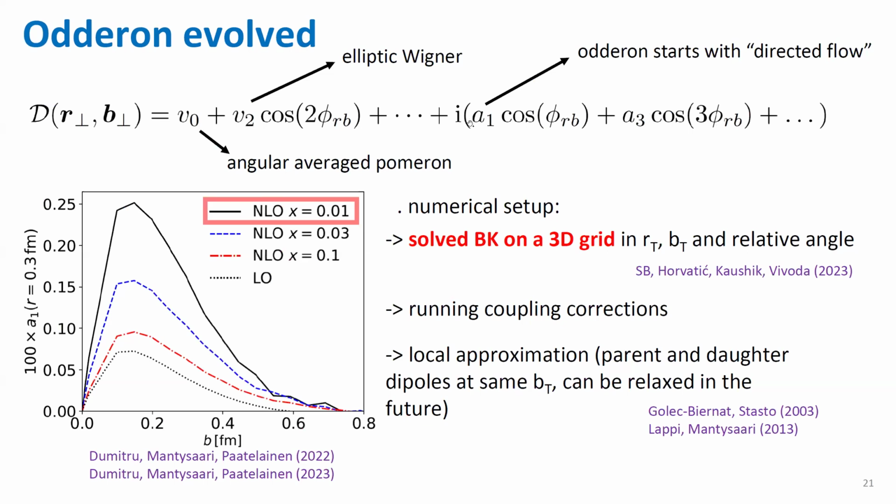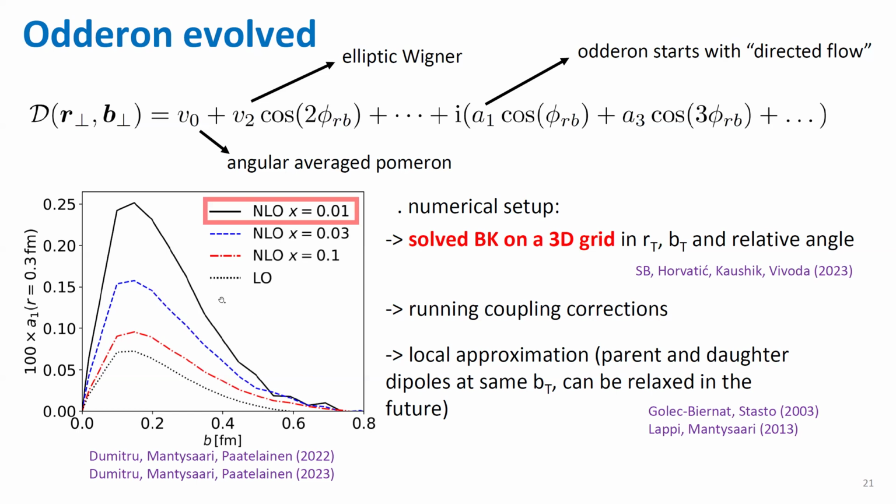So A1 is the directed flow coefficient. I called this earlier O1, now I call it A1. And here is a numerical computation of A1 based on this quark model. This is shown as a function of B, and it's coming from these works by Dumitru, Mäntysaari and Paatelainen. The important point to see is that the y-axis is multiplied by a factor of 100. So this Odderon directed flow coefficient is really very small, and this will drive the size of the cross-section, of course.